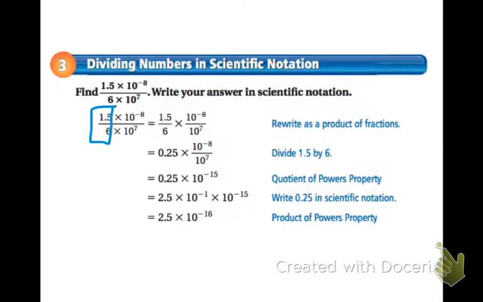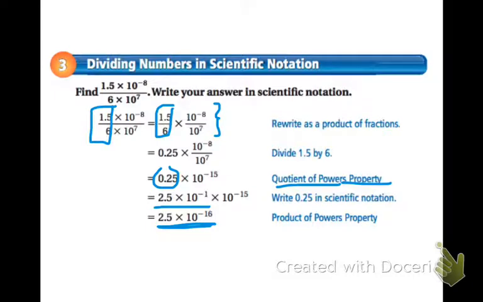All right, so we have to divide the powers of 10. And then remember, the rule is for the quotient power, we subtract: -8 minus the 7, right? So we had a +7 down there. So then we get the -15. Now, again, 0.25 can be written as 2.5 times 10 to the -1, and then take that times that. So now we have a -1 plus a -15, and there's our final answer.